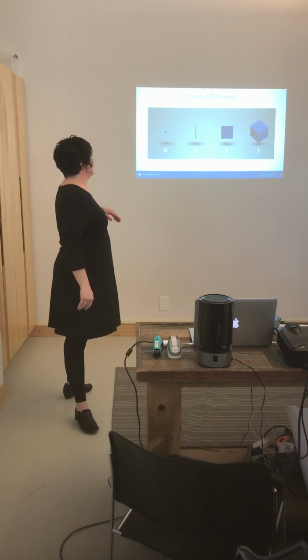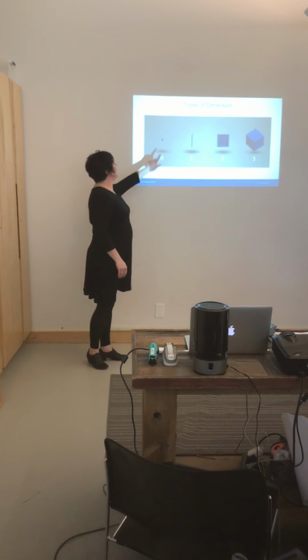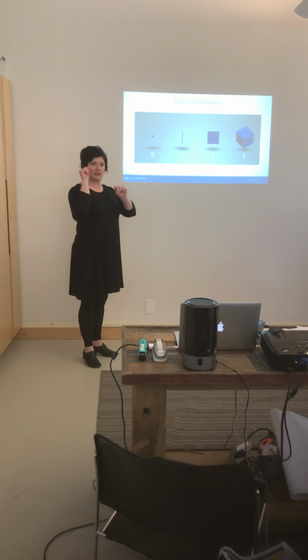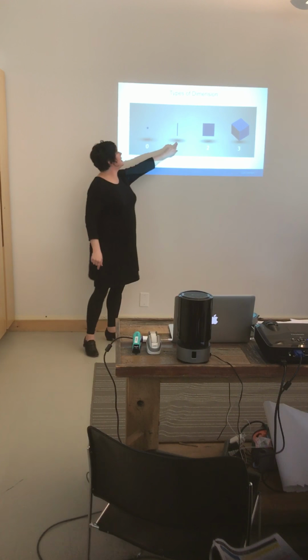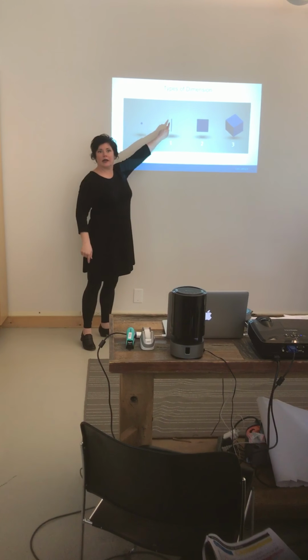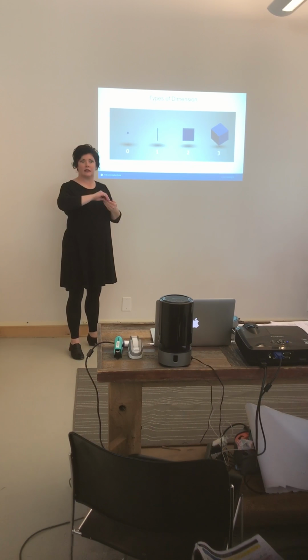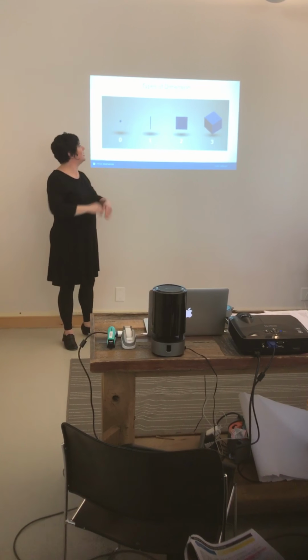On this slide, we can see different types of dimension. When you just have a dot, that's 0 dimension. There's nothing there, just one little dot. As soon as you stretch it out into a line, that becomes 1 dimension. Basically just length if it's going this way.